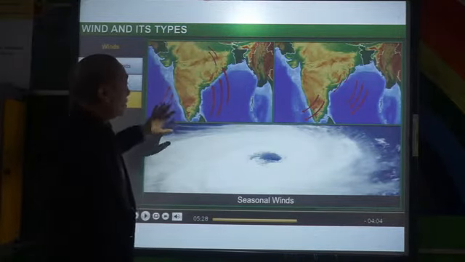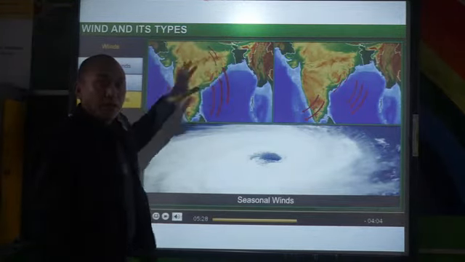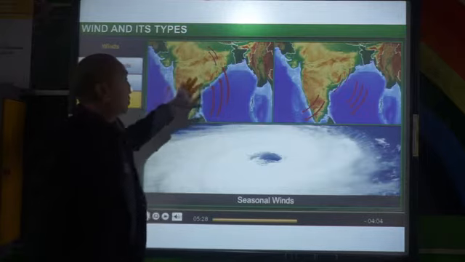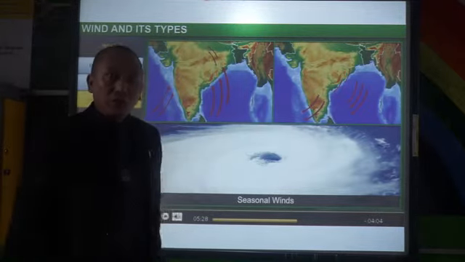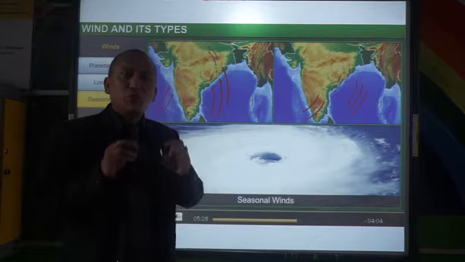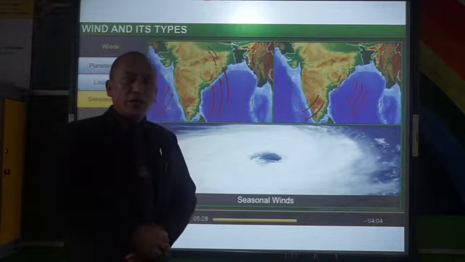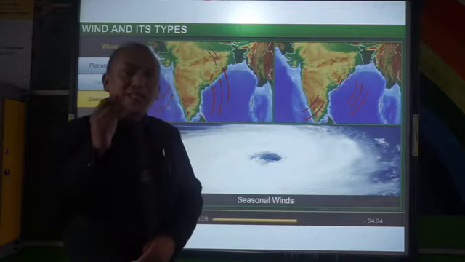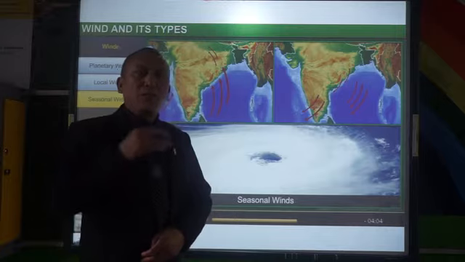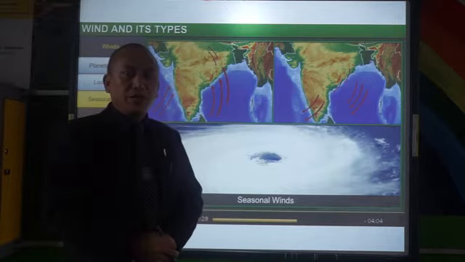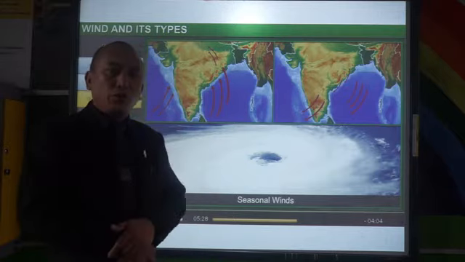See, they are blowing from the sea to the land. And as these winds blow from the sea to the land, they bring plenty of rainfall. And that is why the monsoon winds are so very important for us, because they bring a lot of rainfall to our country. And as we know that India is an agricultural country, so many people are dependent on agriculture. See, therefore, the monsoon plays a very important role.